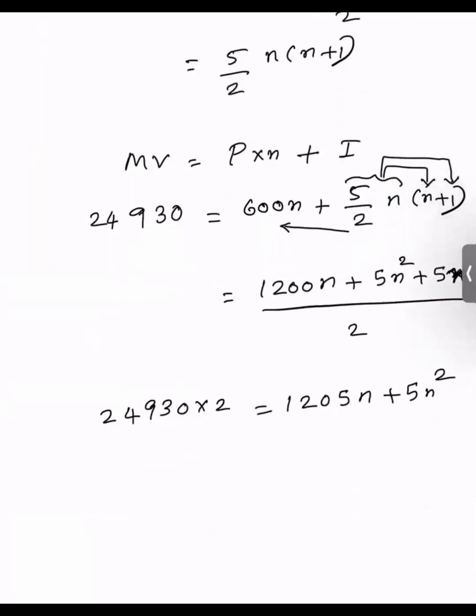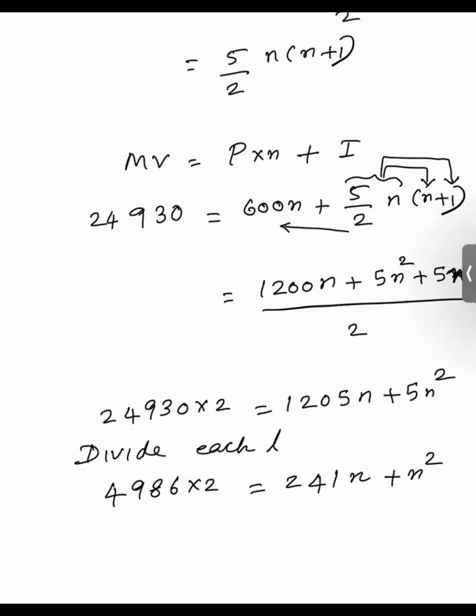So before we factorize, don't you see 5 is common among all the terms? Is it not 5 common? So since 5 is common, I would say cancel out 5 from all the terms. It will become 4,986 into 2 equal to, this will become 241n plus n square. Divide each term by 5.